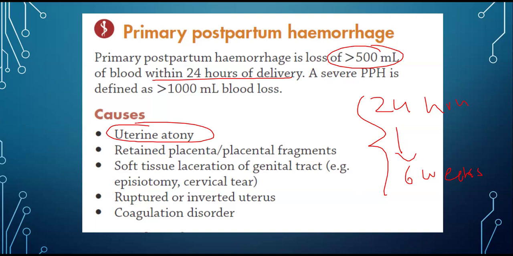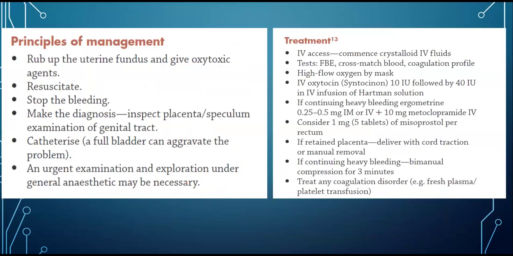So a soft, lax uterus after delivery is what we call uterine atony, and that's one of the causes of primary PPH. Other causes could be retained products of placenta, laceration of the genital tract like a perineal tear, episiotomy wound bleeding, vaginal tear, cervical tear, rupture or inverted uterus, or coagulation disorder. So these can all be the cause of PPH.